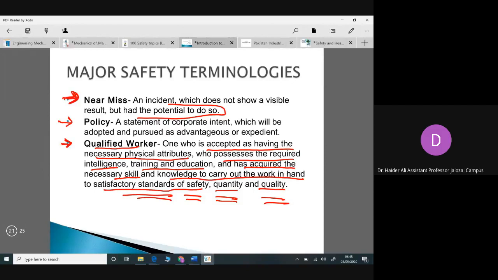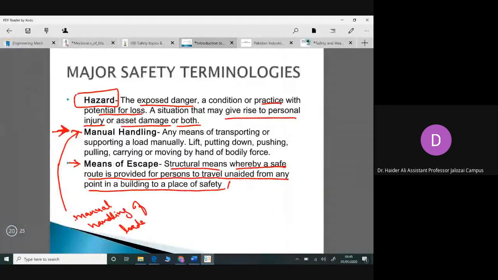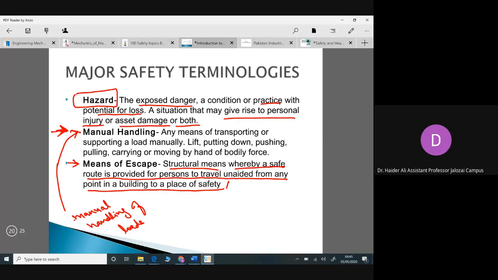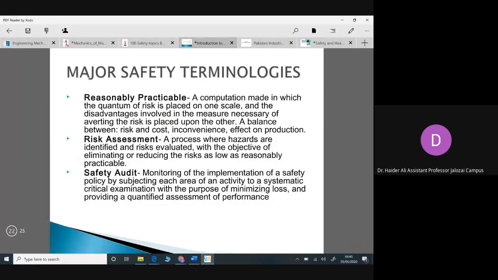If you don't have a clear-cut policy, again, you'll have problems. You have health and safety issues. If you don't have qualified workers, you have health and safety issues. If you don't have properly defined trainings for your employees according to their jobs, then you have problems. If you don't provide proper means of escape in the event of an incident, you have problems. You have health and safety issues.